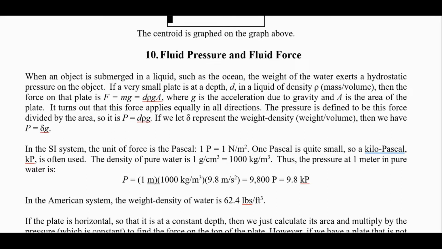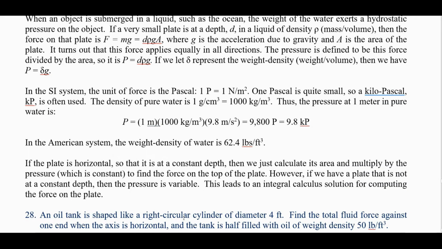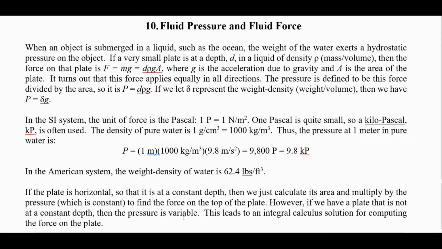In the American system, the weight density of water is 62.4 pounds per cubic foot. So if a plate is horizontal, so that it's at a constant depth, then we can just calculate its area and multiply by the pressure, which is a constant, to find the force on the top of the plate.